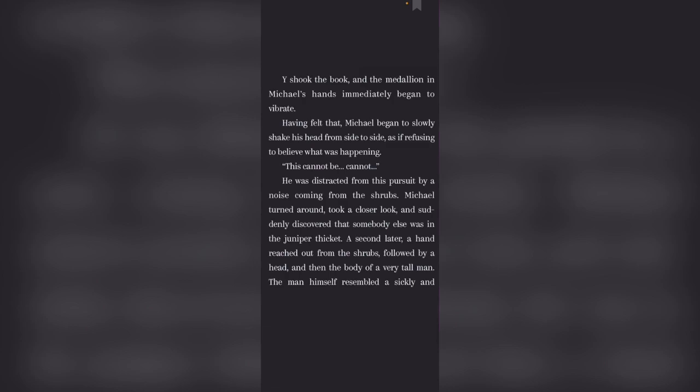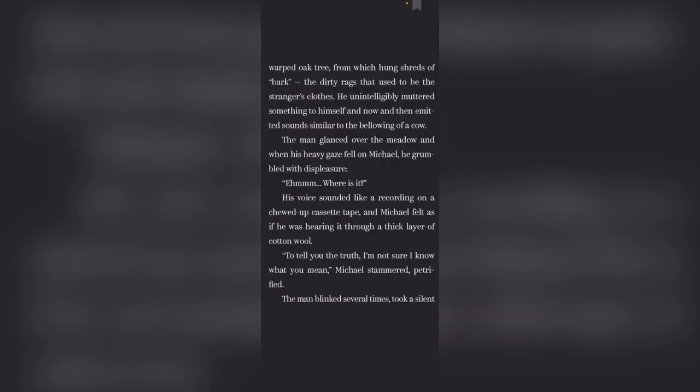The man himself resembled a sickly and warped oak tree, from which hung shreds of bark, the dirty rags that used to be the stranger's clothes. He unintelligibly muttered something to himself, and now and then emitted sounds similar to the bellowing of a cow.